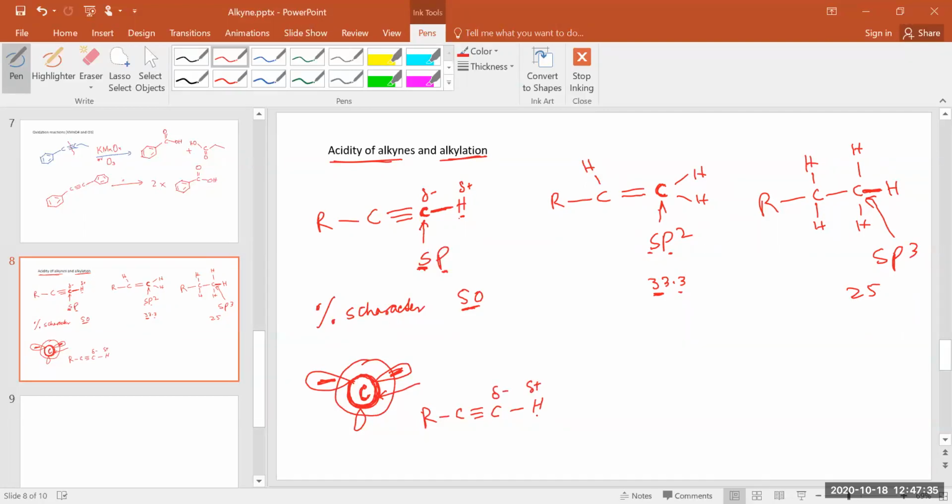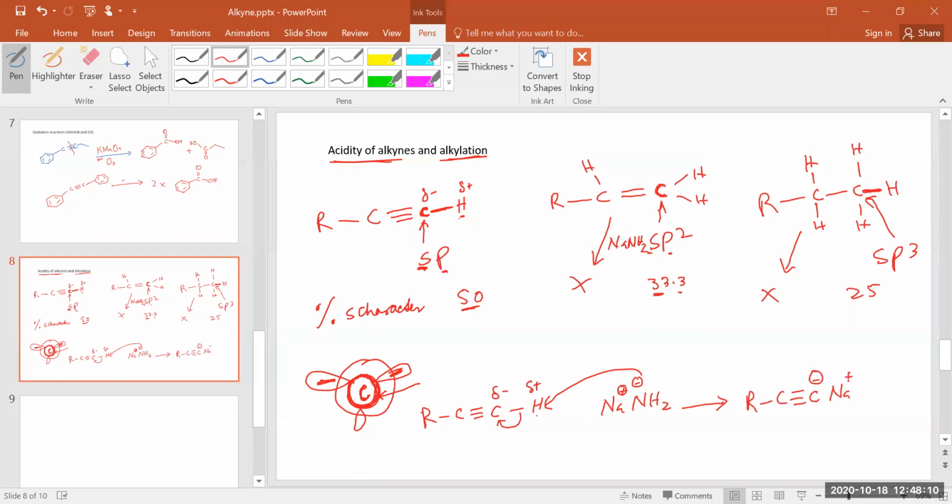it means this can react with a base. So if you take a strong base, sodium amide, a strong base, this can take this proton, okay? And this bond can go here. The same reaction with sodium amide with an alkene cannot happen. With this cannot happen. Okay, because those bonds are not significantly polarized. So what will happen? It will make R, carbon-carbon triple bond, negative charge, sodium will be a counterion, and then ammonia, NH3, will be the byproduct. So here you see this is the negative charge carbon, and it's a good nucleophile.